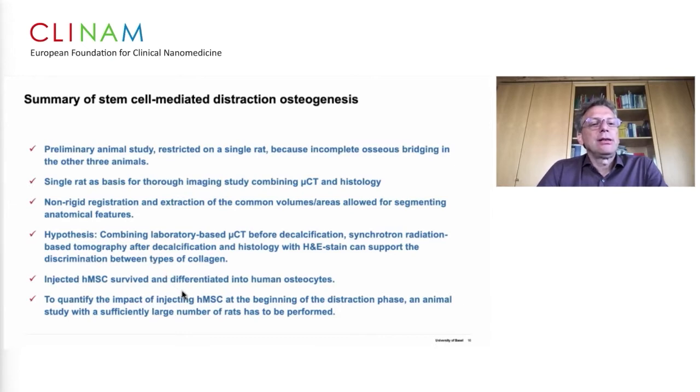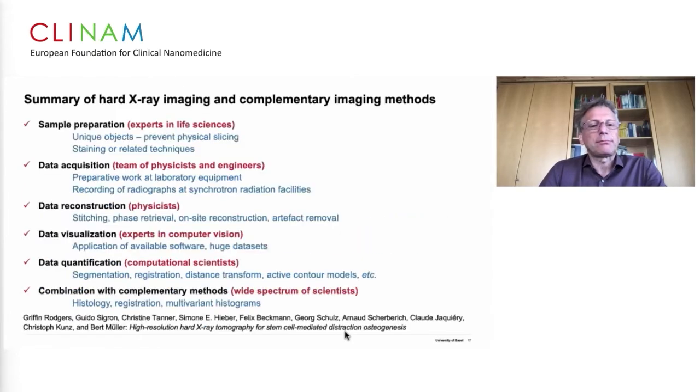The injected human mesenchymal stem cells survived and differentiated into human osteocytes. I think this is also an important protocol that has been established by the team of Arno Scherberich. And to quantify the impact of injected stem cells at the beginning of a distraction phase, we need animal studies with a sufficiently large number of rats, and that has to be performed.